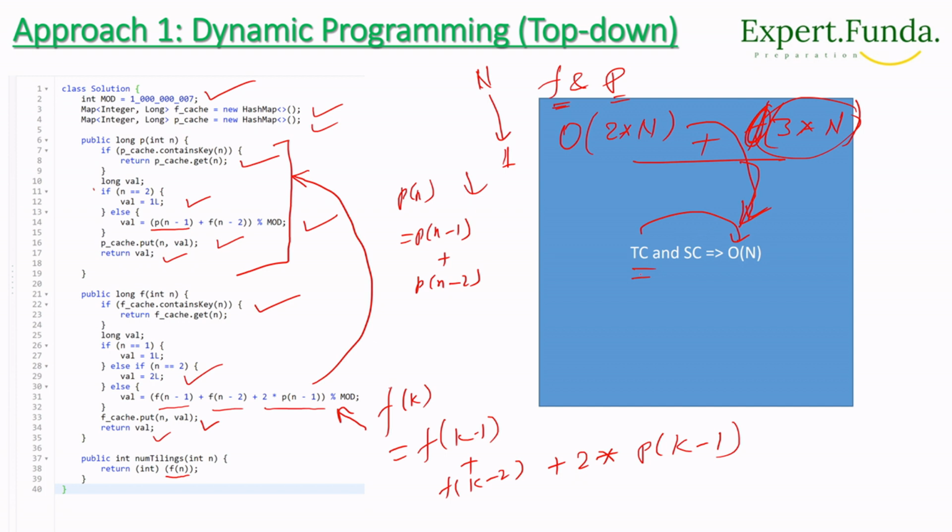Similarly, the recursive call stack contains at most n layers, right? Because we have a hash map here, so this hash map will use O of n space in total to store the results. That's why the space complexity will also be O of n.